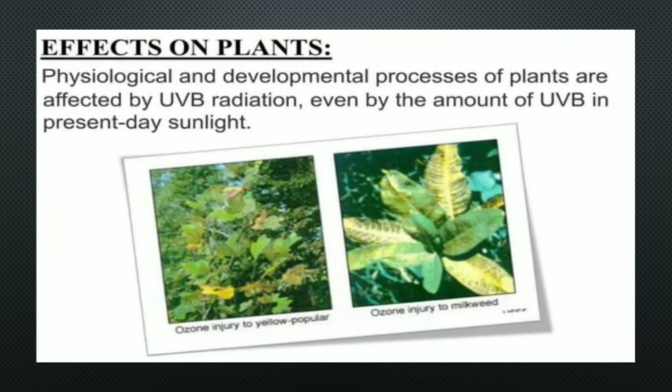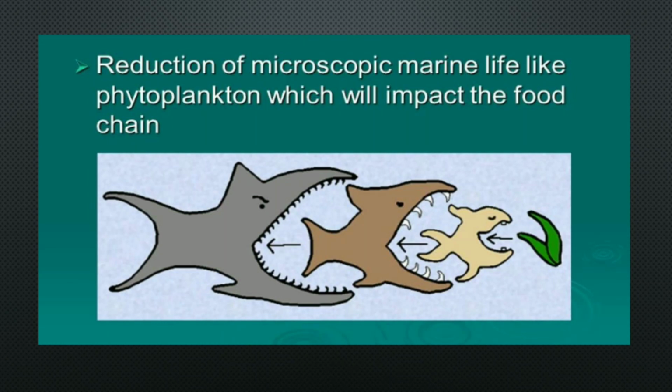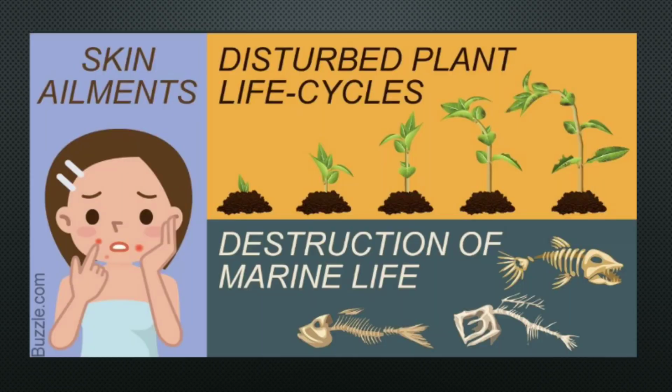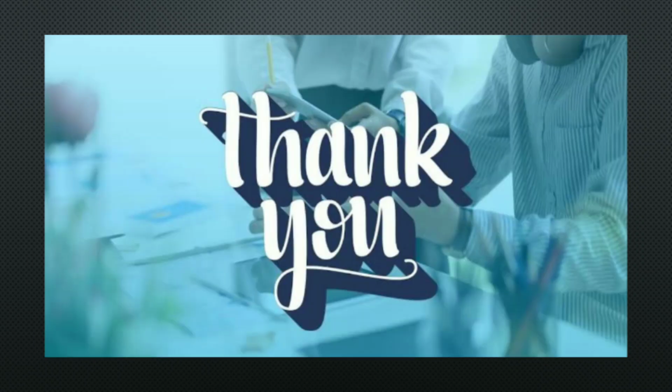Effect on plants. Physiological and developmental processes of plants are affected by UVB radiation, even by the amount of UVB in present day sunlight. Reduction of microscopic marine life like phytoplankton will impact the food chain. Skin ailments, disturbed plant life cycle, destruction of marine life.